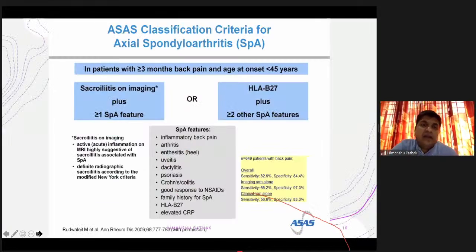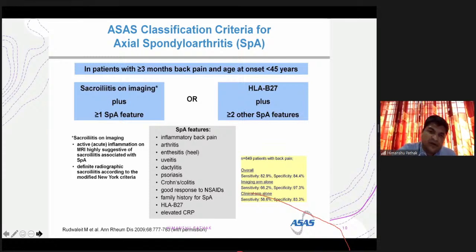Given all these points, there are the ASAS classification criteria for diagnosis of axial spondyloarthritis. So when we say inflammatory back pain, how do we diagnose spondyloarthritis? In a patient who has more than 3 months of back pain history and whose age of onset is less than 45 years, we can classify that patient as having sacroiliitis by two criteria. One is the imaging criteria, where we can use MRI and spondyloarthritis features, and the other is HLA-B27 and two of the spondyloarthritis features. So you may find positive findings on MRI or X-ray and spondyloarthritis features.